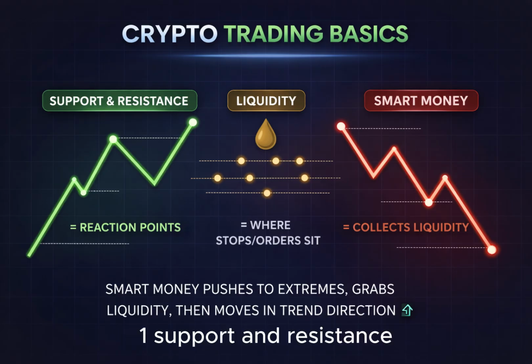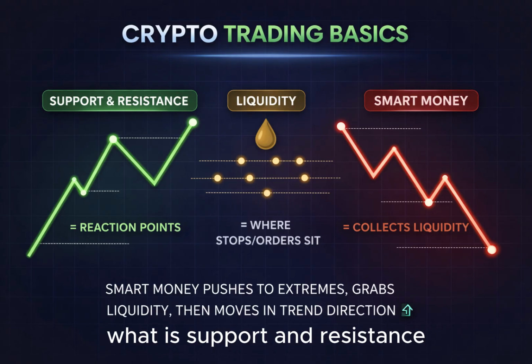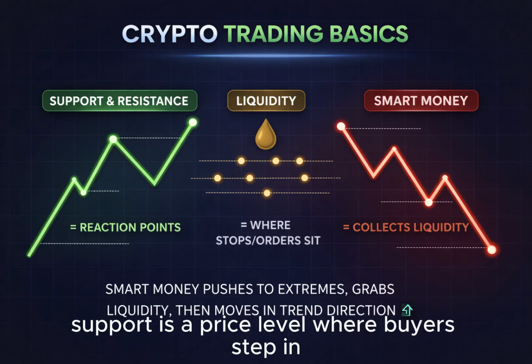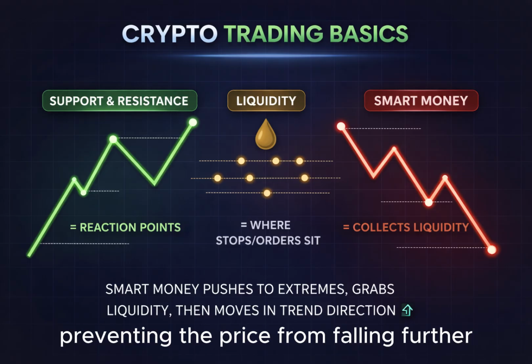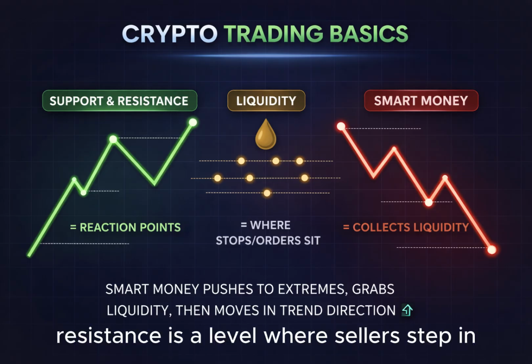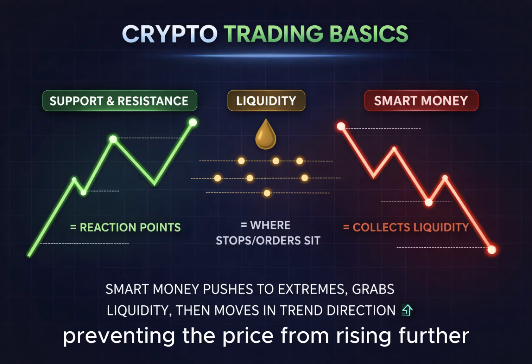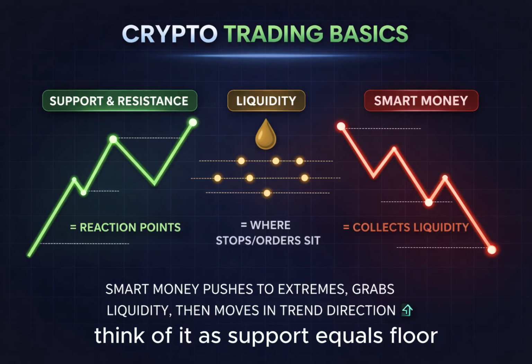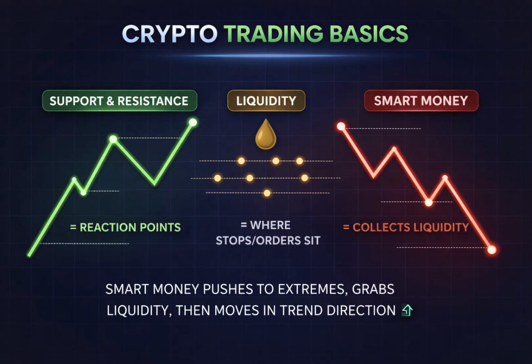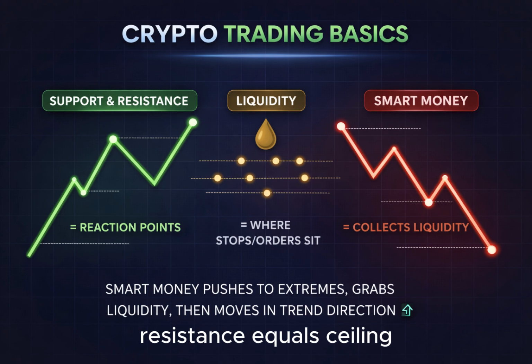1. Support and resistance. What is support and resistance? Support is a price level where buyers step in, preventing the price from falling further. Resistance is a level where sellers step in, preventing the price from rising further. Think of it as support equals floor, resistance equals ceiling.